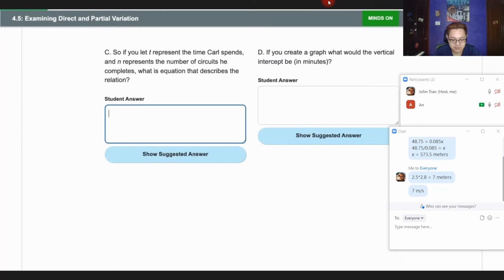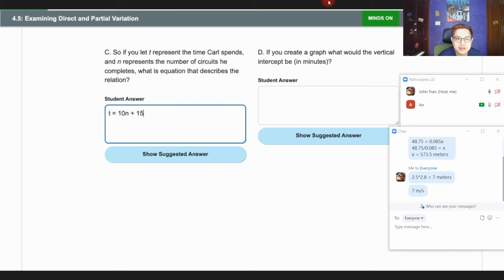So if you let T represent the time Carl spent and N represent the number of circuits he completes, what's the equation that describes the relation? Sounds like the more time he spends, the more circuits he will make, right? So the time is the independent variable, and the number of circuits is the dependent variable, right? Yeah. So what do you think? The equation would be t equal 10n plus 15.